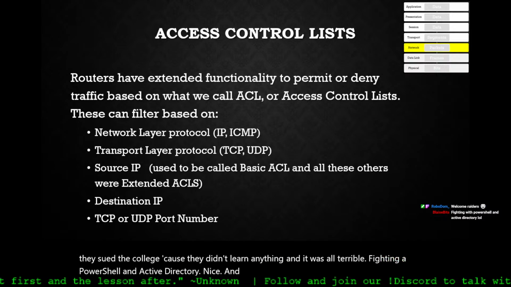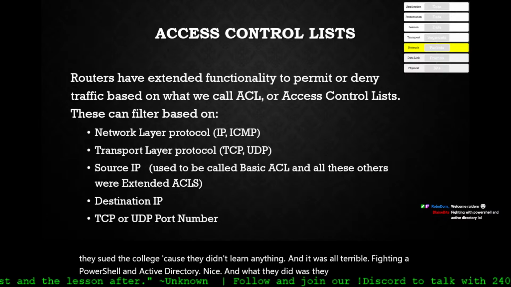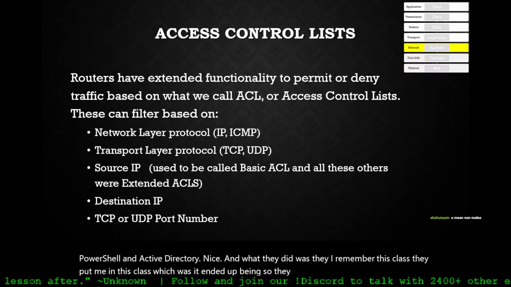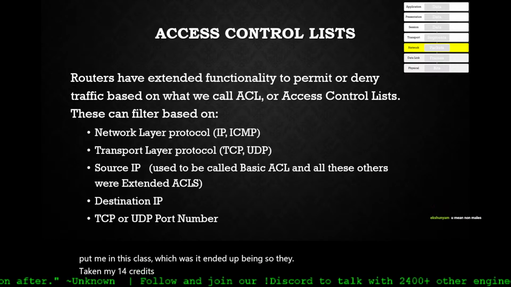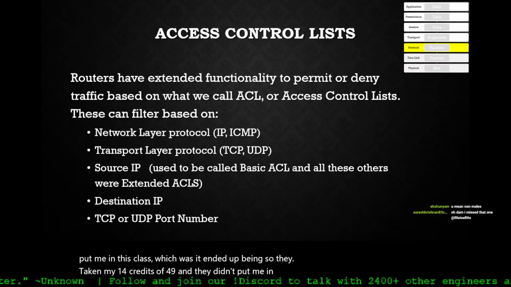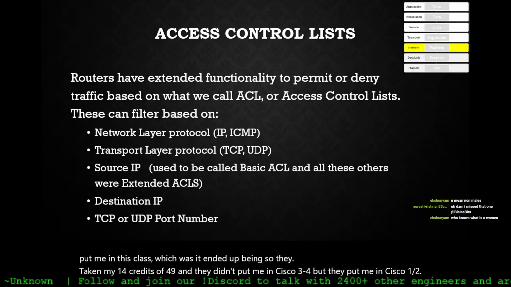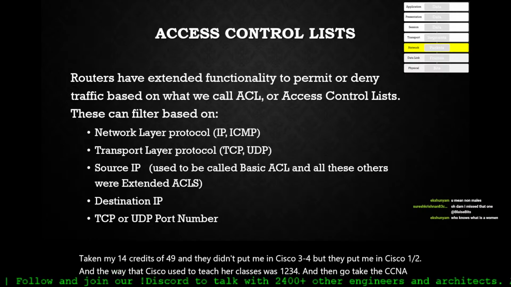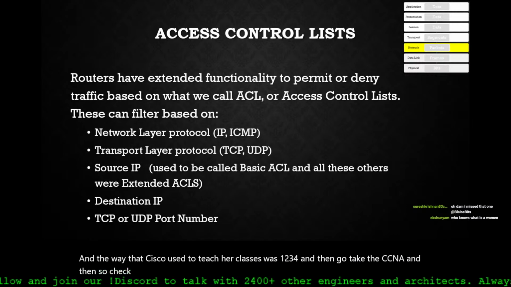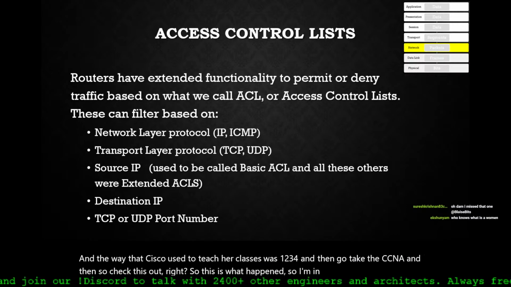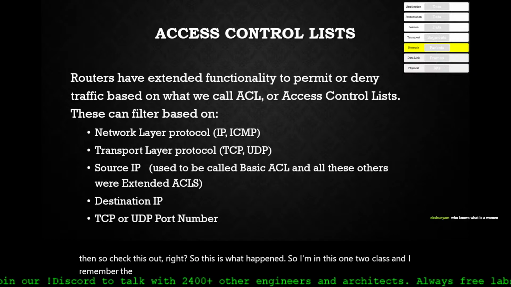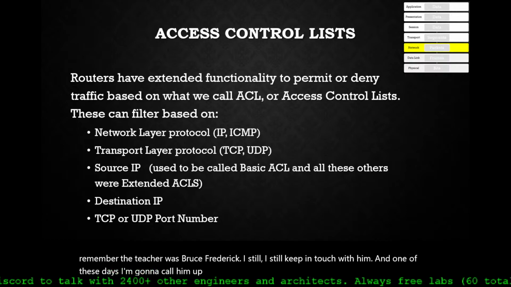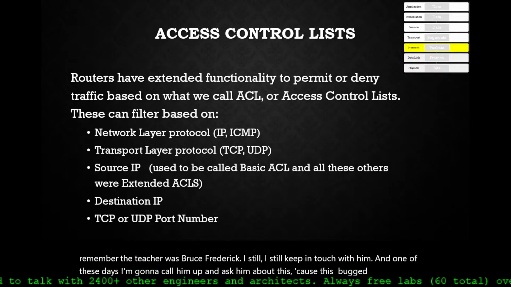And what they did was, I remember this class. They had taken my 14 credits of 49, and they didn't put me in Cisco 3.4, but they put me in Cisco 1.2. And the way that Cisco used to teach their classes was 1, 2, 3, 4, and then go take the CCNA. So this is what happened. I'm in this 1-2 class, and I remember the teacher was Bruce Frederick. I still keep in touch with him. One of these days I'm going to call him up and ask him about this, because this bugged me to no end. I'm going to tell you guys something.